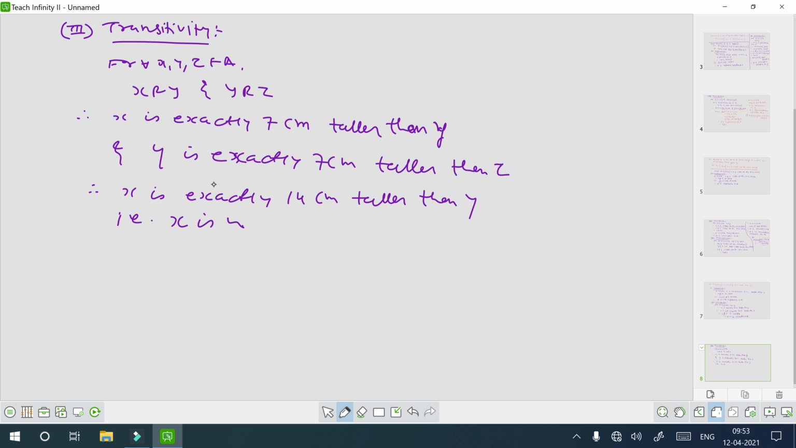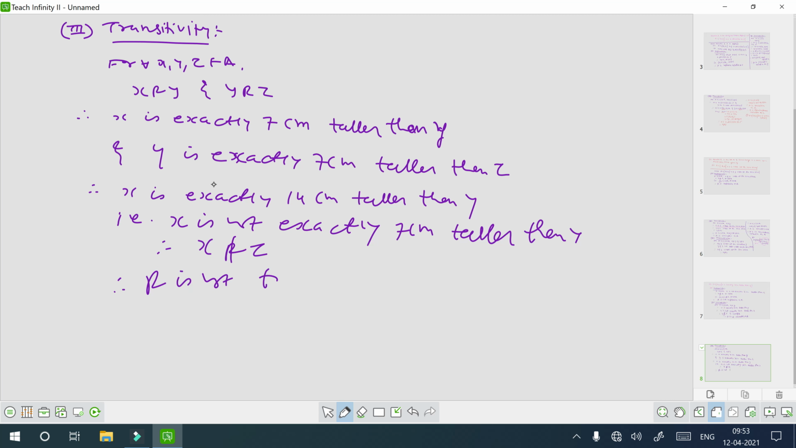x is not exactly 7 centimeters taller than z, and therefore x is not related with z, and therefore R is not transitive on A. This relation is not a transitive relation. Agree with me? Yes. And now see, let us consider the fourth part of this same example.